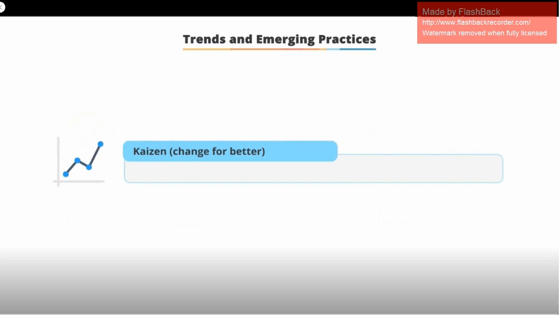Now, we saw the term Kaizen. That's a Japanese term that was popularized in the total quality management movement. It stands for a philosophy that looks for small and continuous improvements in a process.